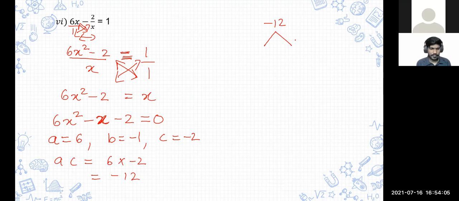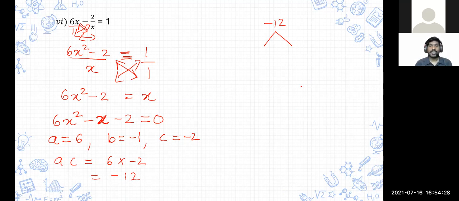Think about that first. 6 into 6? No, 6 into 6 is 36. I want 12, sorry. 6 into 2. Correct. But 6 minus 2 is not 1. There is one more pair of numbers that after multiplying you get 12. Think of the table of 3.